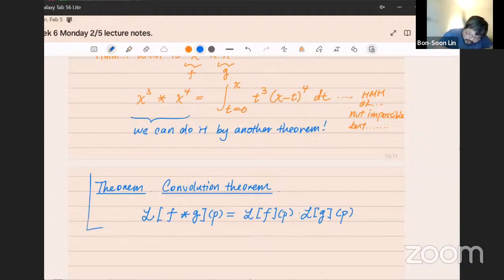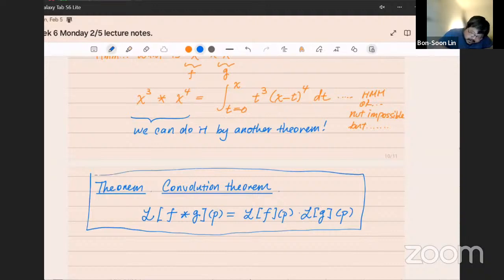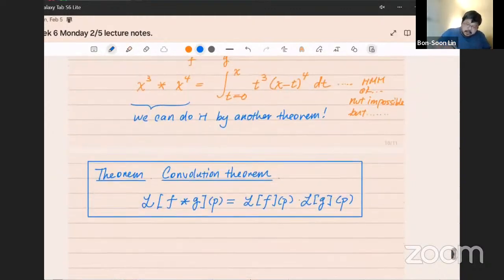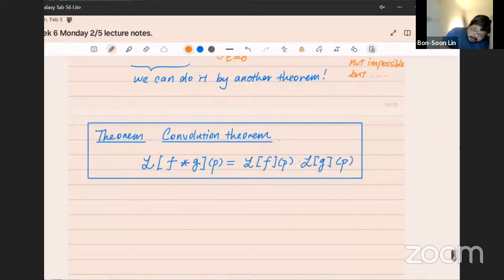Okay, this is kind of amazing. This basically gives us some kind of product rule for Laplace transforms. The Laplace transform of a convolution is the product of their Laplace transforms. So this is why we use this notation star. It mimics multiplication, but not really, but kind of. So let's say we believe this, and let's calculate the convolution of x cubed star x to the 4th. So let's believe it for now.